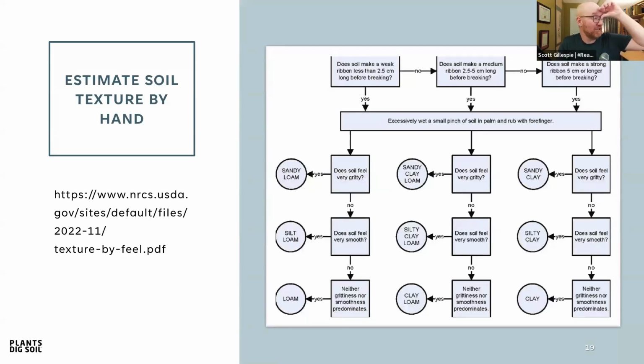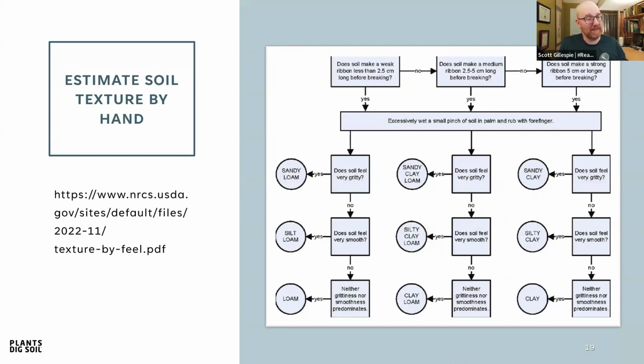I cut off the top of this chart, but you can download the whole chart here. I cut off the top just to put it into the slide so it's a little easier to see, because the top part is just establishing sand, which is fairly easy to establish. It doesn't hold together. But this is how you can determine the different soil textures by hand fairly easily.